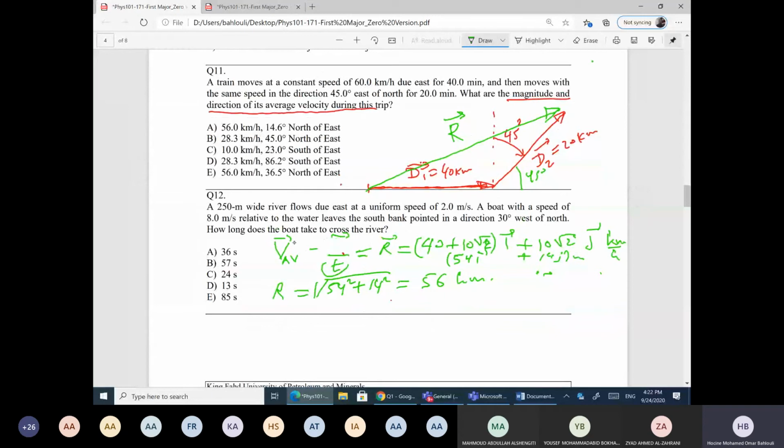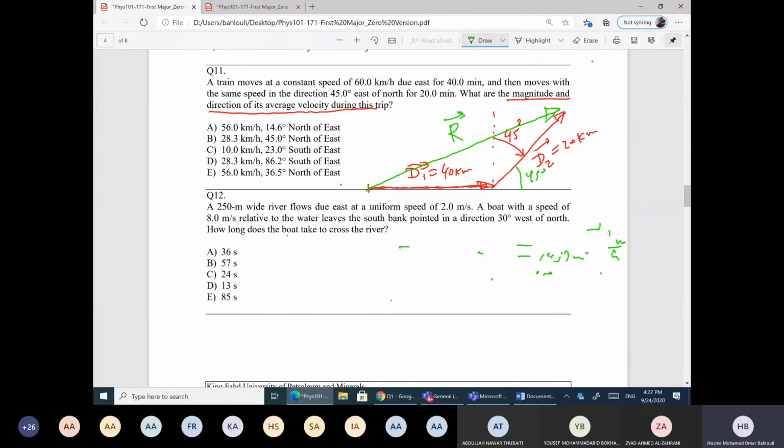Before you answer any question in exams or quizzes, you have to know the definition of the quantity being asked. So the average velocity, by definition, is displacement, delta R, divided by delta T, which is time. What is delta R? It is the displacement, which by definition is a vector that goes from the initial to the final point. So it's a vector like this, the green one. If you know this, the rest is easy.